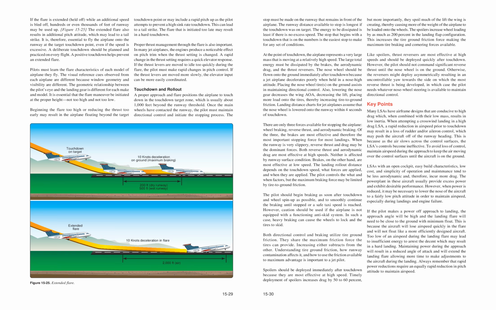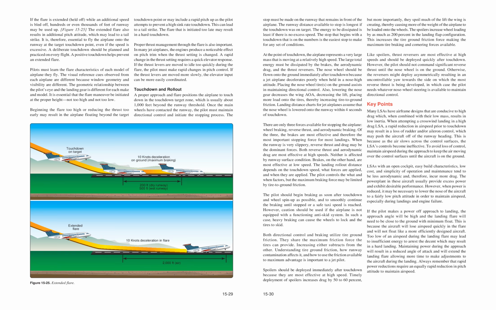Key points: many LSAs have airframe designs that are conducive to high drag, which, when combined with their low mass, results in low inertia. When attempting a crosswind landing in a high drag LSA, a rapid reduction in airspeed prior to touchdown may result in a loss of rudder and/or aileron control, which may push the aircraft off of the runway heading. This is because as the air slows across the control surfaces, the LSA's controls become ineffective. To avoid loss of control, maintain airspeed during the approach to keep the air moving over the control surfaces until the aircraft is on the ground.